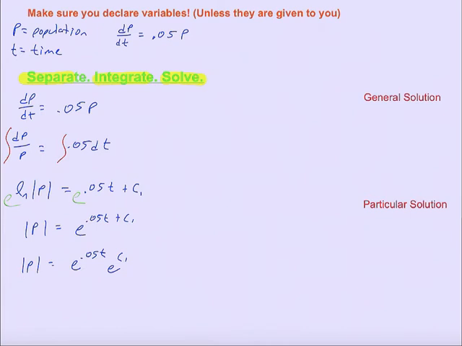I'm just going to call it c, or in this case I'll call it c2 because it's my second version. c2 times e to the 0.05t is equal to the absolute value of p. And again, the 2 there is just because it's my second constant. It's not necessarily equal to the first one, but it doesn't matter. Okay, and then the absolute value of p is equal to something. That means p by itself is either equal to the positive or the negative version of that.